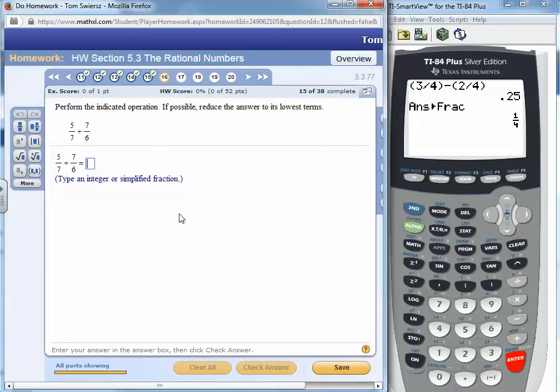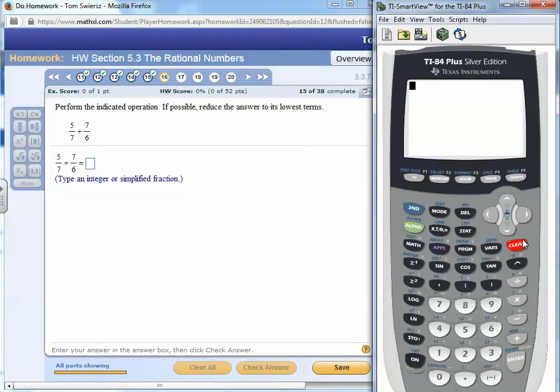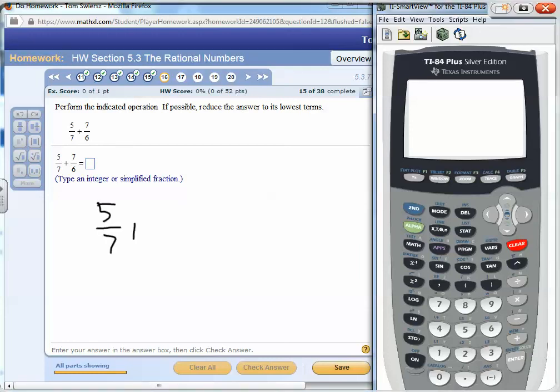Okay, now, when we do not have a common denominator, pencil and paper, we've got to get a common denominator. So 5 over 7 plus 7 over 6. There's nothing common among 7 and 6, so the common denominator will simply be the least common multiple, which will be their product. 7 times 6, it's 42. So we're going to multiply this fraction by 6 over 6. We're going to multiply this fraction by 7 over 7.